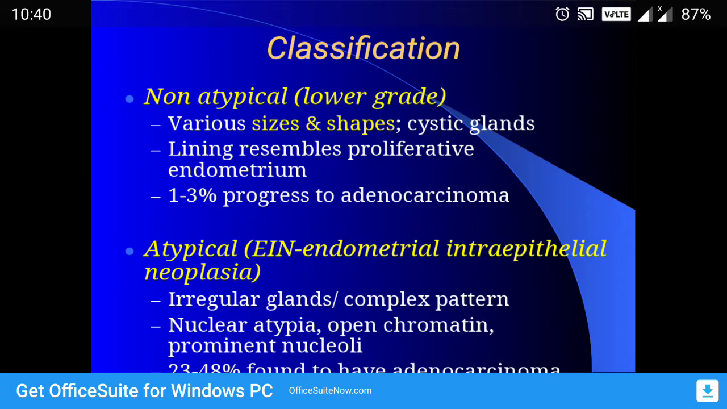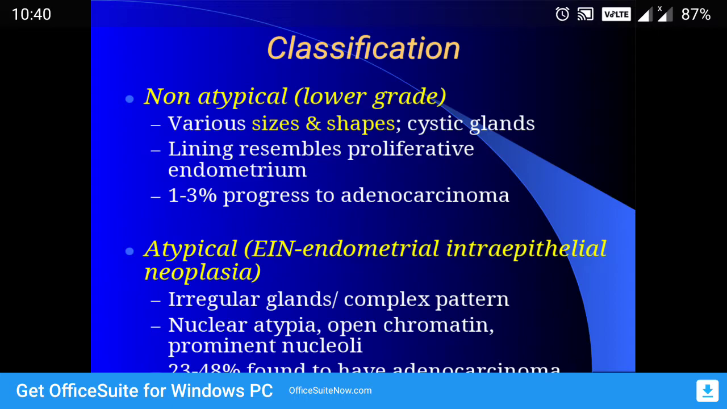So there are two types of endometrial hyperplasia, non-atypical and atypical. In non-atypical, it is a low-grade condition. The glands are usually of various sizes and shapes, and mostly cystic glands are seen. The glands are lined by normal proliferative type of endometrium, and it has a risk of going on to adenocarcinoma by only about 1 to 3%. Whereas in atypical endometrial hyperplasia, the chance of going into endometrial adenocarcinoma increases to 23 to 48%.